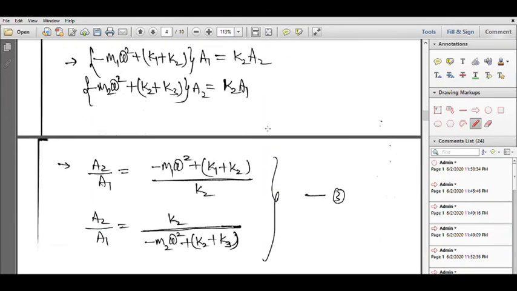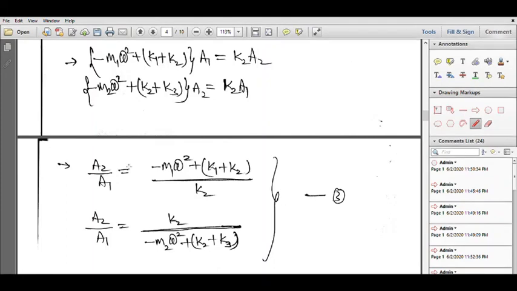Now see these equations, you need to observe them carefully. If I want to take the ratio a2 by a1 from this equation, then a2 by a1 will be equal to minus m1 omega square plus k1 plus k2 divided by k2. Now from this equation, if I write a2 by a1, this will be equal to k2 by minus m2 omega square plus k2 plus k3, right?